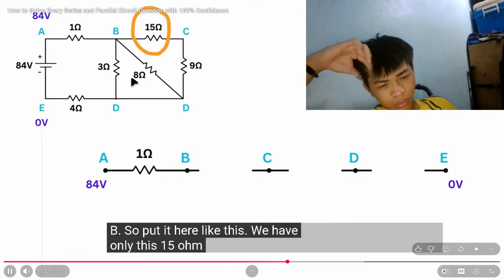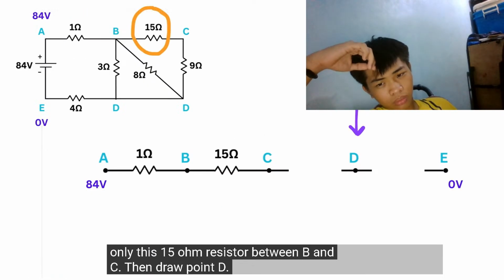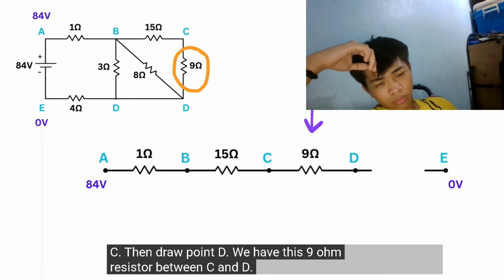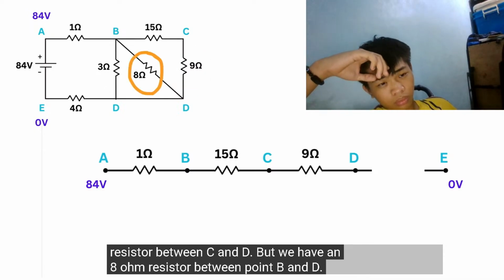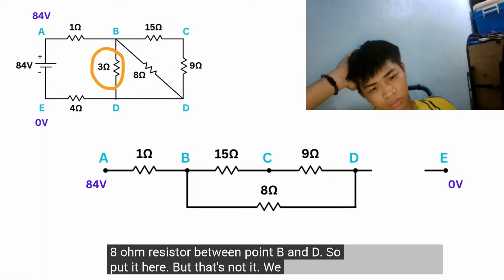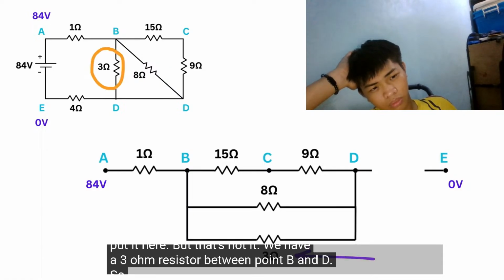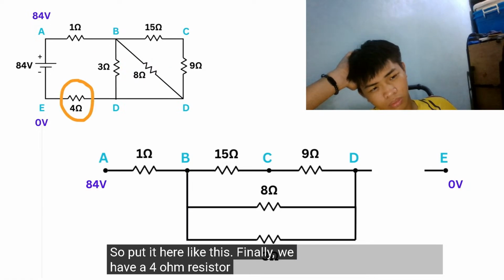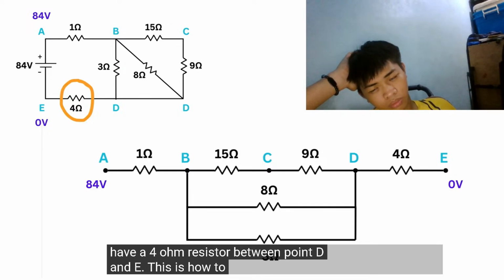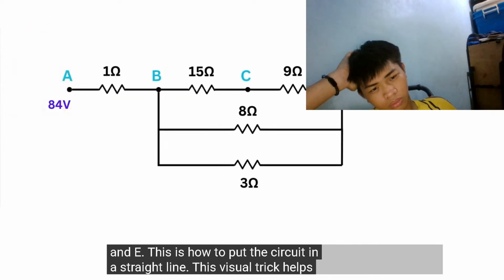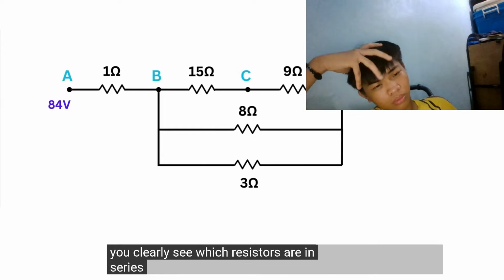We have only this 15 ohm resistor between B and C. Then draw point D. We have this 9 ohm resistor between C and D. But we have an 8 ohm resistor between point B and D. So put it here. But that's not it. We have a 3 ohm resistor between point B and D. So put it here like this. Finally, we have a 4 ohm resistor between point D and E. This is how to put the circuit in a straight line. This visual trick helps you clearly see which resistors are in series and which are in parallel.